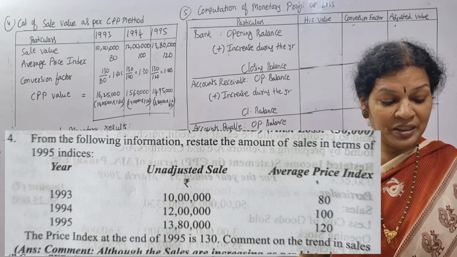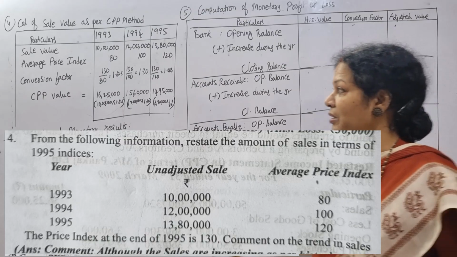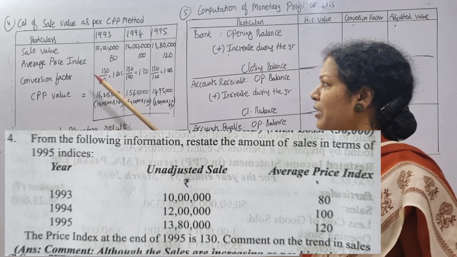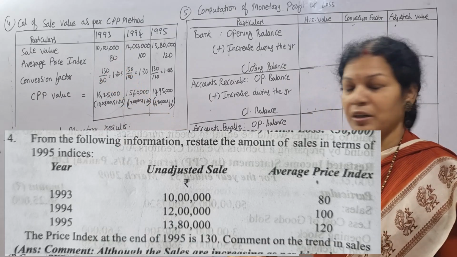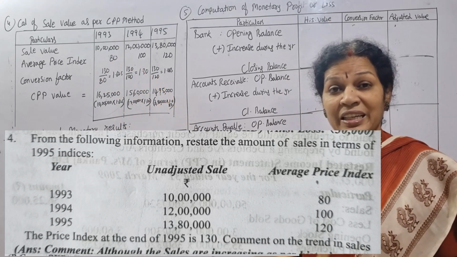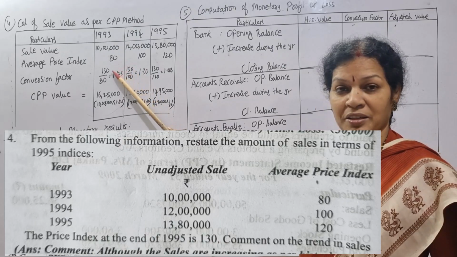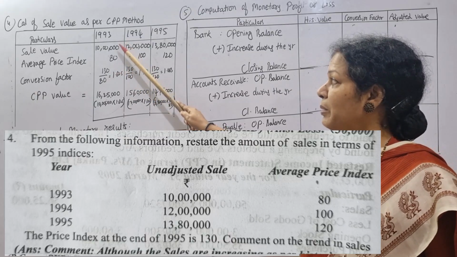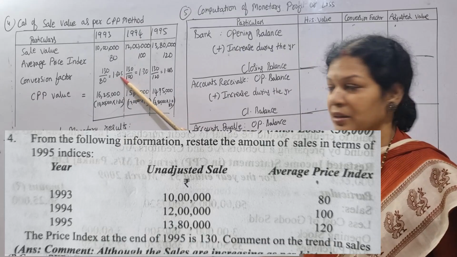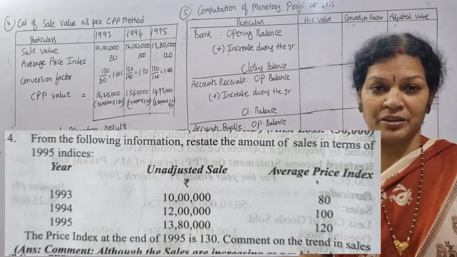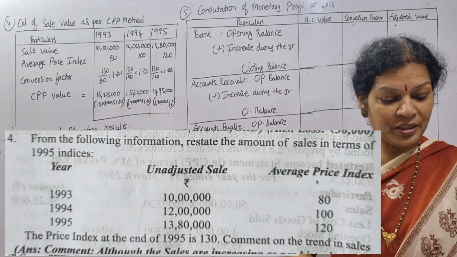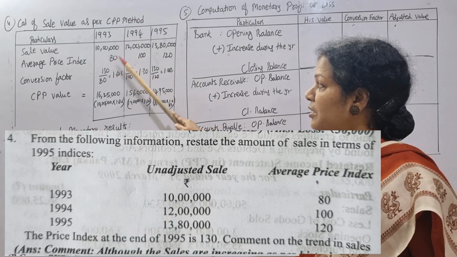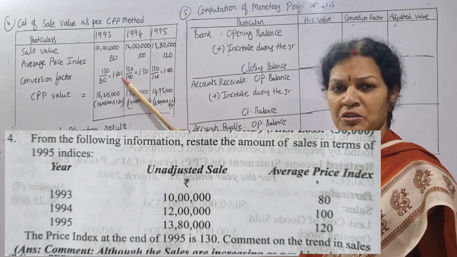We know that the end of the year index is 130. 130 is the original one. So we have to calculate the conversion factor. For the conversion factor, 130 is already given at the end of the year, so 130 is the current year. Current year index is 130, divided by the original year. 130 divided by 80 comes to 1.625. This we call the conversion factor. The current year is 130 and the previous year, 1993, is 80. 130 by 80 is 1.625.